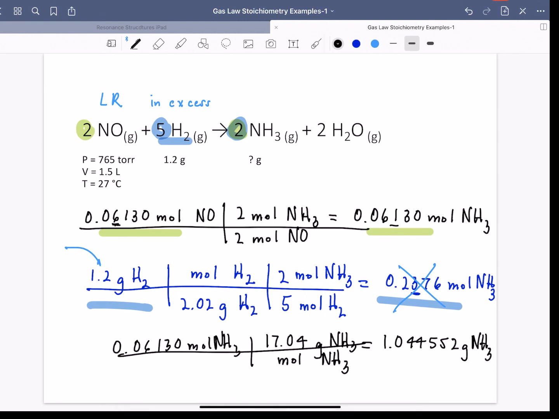I have 2 sig figs, so I'm limited to 2 sig figs in my answer. 1.0 grams of ammonia gas could be produced, in theory, given these starting amounts.